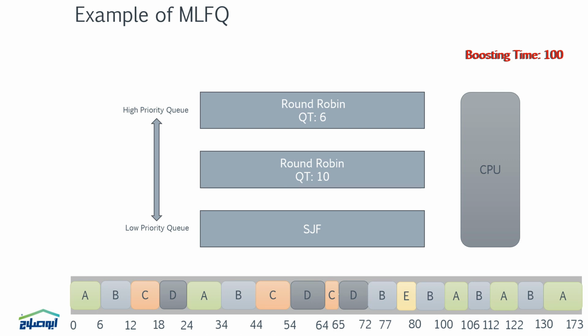MLF-Queue is a popular scheduling algorithm for modern operating systems, i.e. Android, iOS, etc., because it can effectively balance the needs of multiple processes. It is particularly well suited for systems that need to handle both interactive and non-interactive processes.